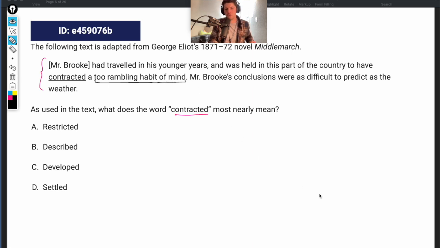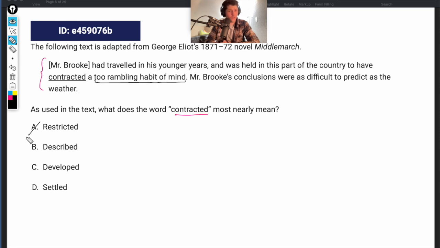Okay. His conclusions were as difficult to predict as the weather. Okay. So something bad. Doesn't mean that this word itself is bad. Restricted a too rambling habit of mind. Well, if you restricted that, that would be a good thing, right? Restrict a problem, to limit a problem. That's not what we want.